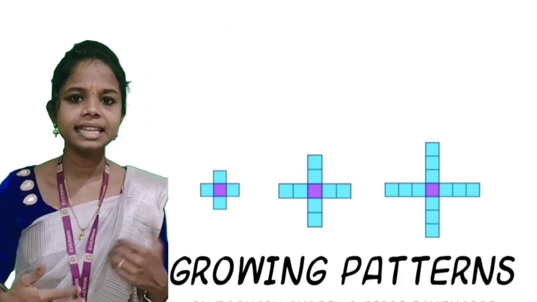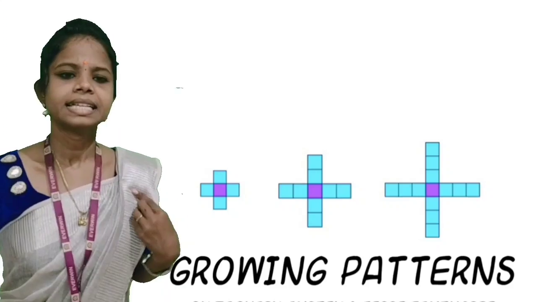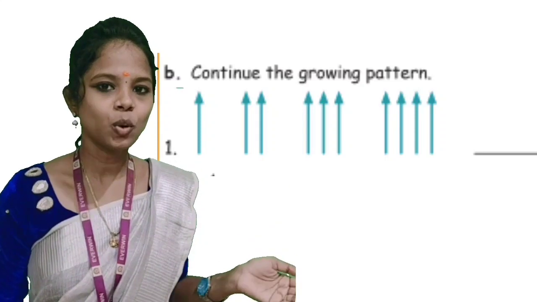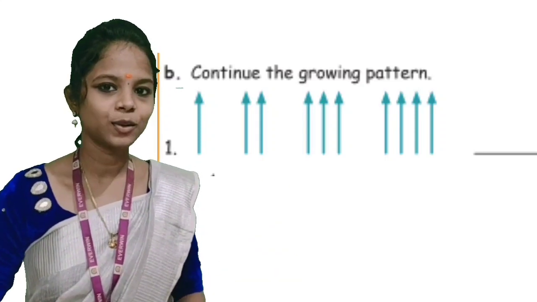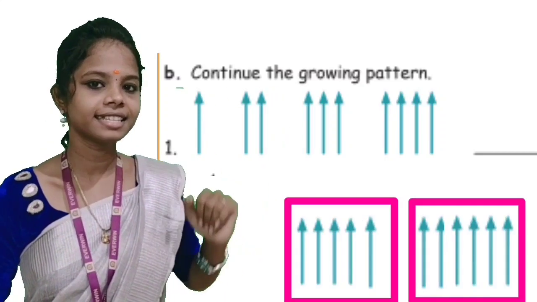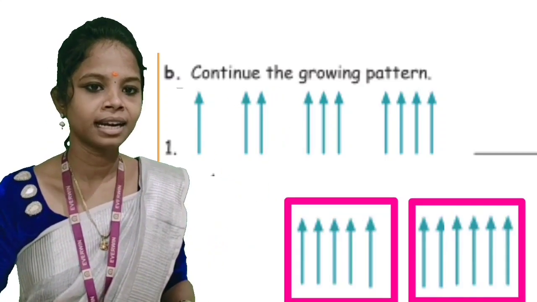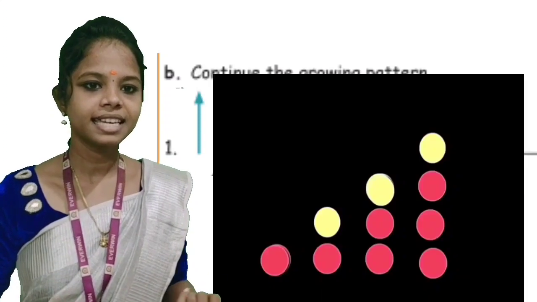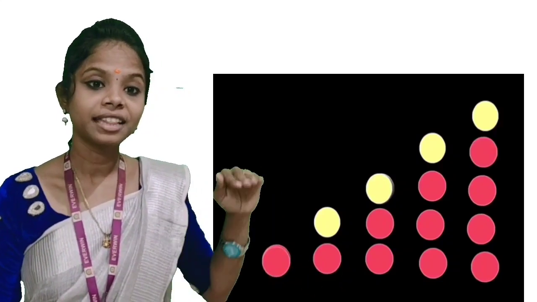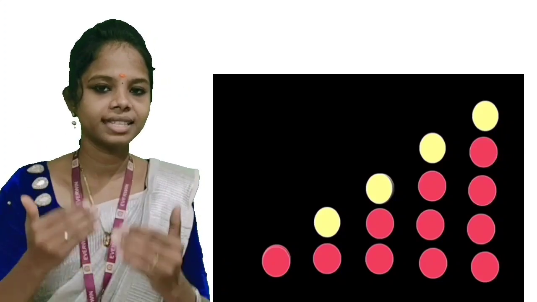Okay, shall we see examples of growing patterns? See the first one: first one arrow, then two arrows, then three arrows, then 4, 5, 6. Like that it is increasing. So this is called a growing pattern. Shall we see another example? See here: first only one ball, then two balls, then three, then 4, then 5. It increases one by one: 1, 2, 3, 4, 5, 6, like that.